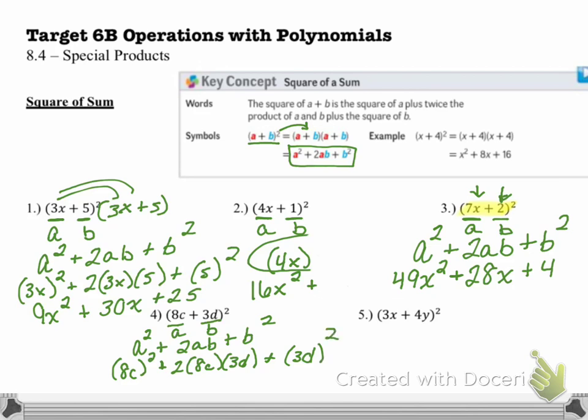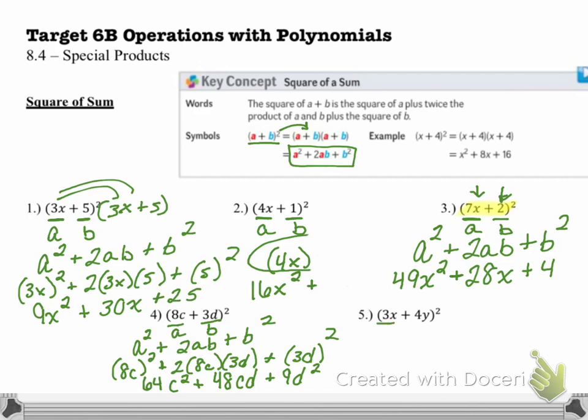So 8c squared, I know that that's going to give me 64c squared plus, and then 2 times 8c is 16c, and then 16 times 3, that's going to give me, let's see, 48cd. And then 3d squared is going to give me 9d squared. So at this point, why don't you guys try number 5 on your own?